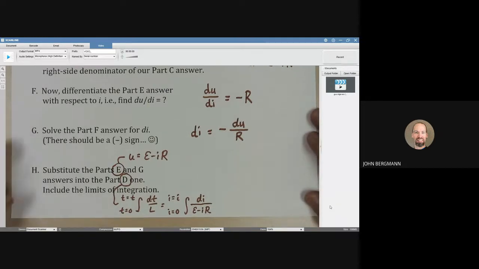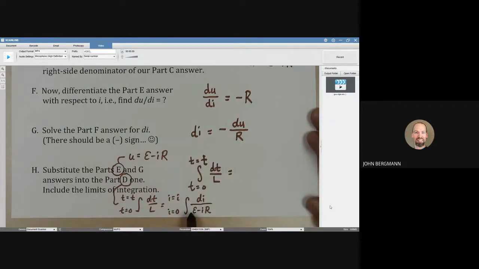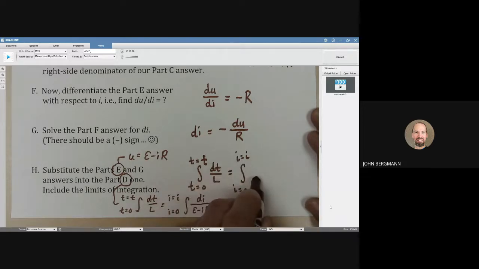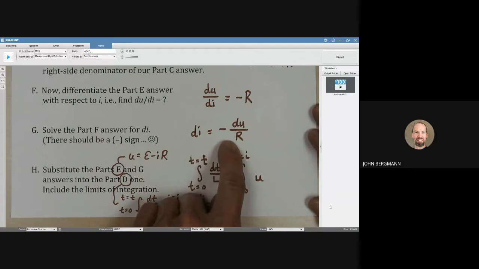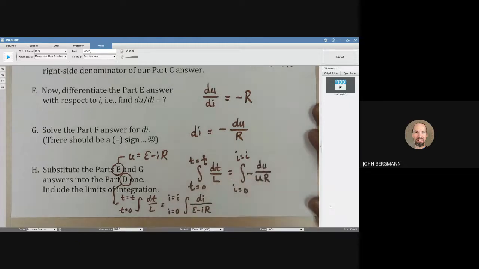The left side isn't going to change at all. We're going to integrate from t equals 0 to t equals t, dt over L, no change there. But the right side, you can see u in the denominator, so we need to integrate. I'll go ahead and just write the limits that we had originally. We're going to get u in the denominator, and then di is in the numerator. Well, di, you can see right here where I'm pointing, di is negative du over r. Negative du, and then we'll put r right there.